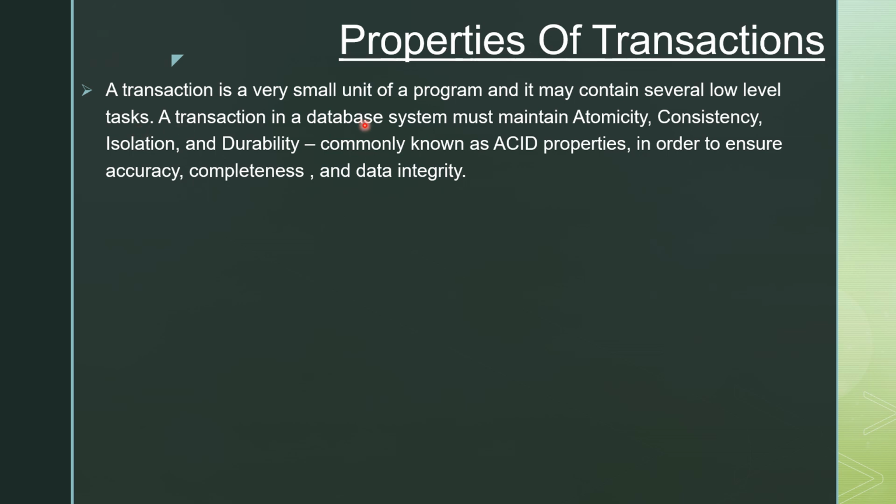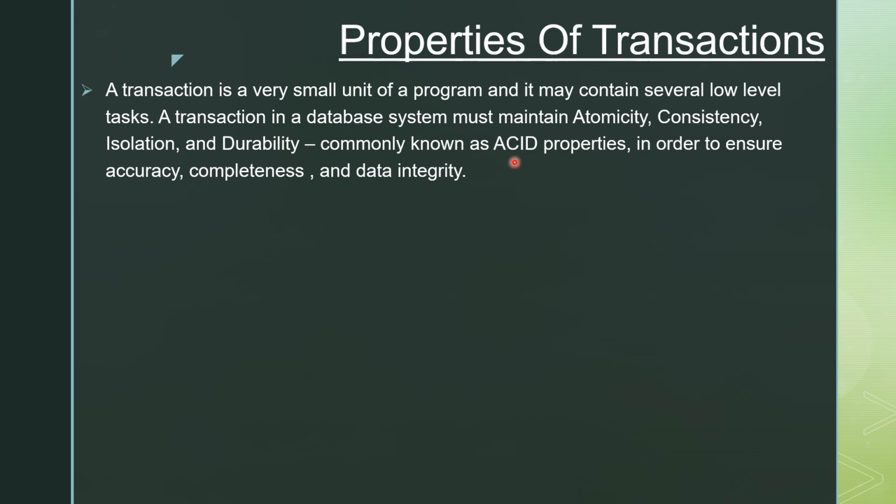A transaction in a database system must maintain, so see, this is very important. Whatever transaction you are doing in a database system, they should maintain atomicity, consistency, isolation and durability. Commonly this is known as ACID properties. Which properties? ACID properties. A stands for atomicity, C stands for consistency, I stands for isolation, and D stands for durability.